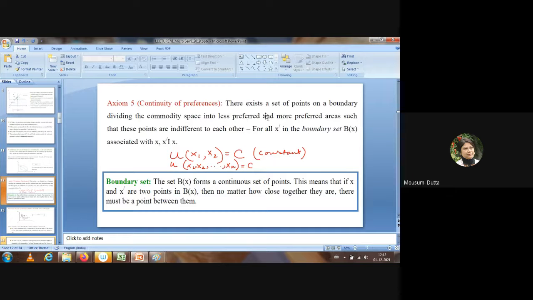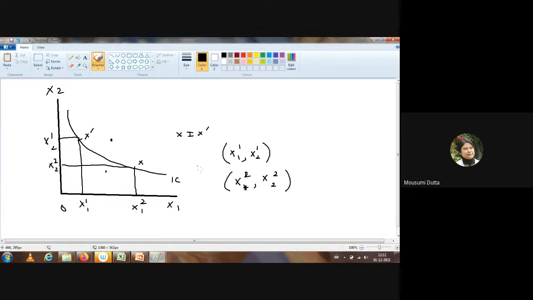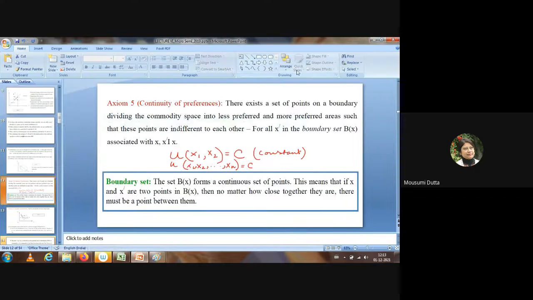So the continuity of the preference is telling this thing. If I consider any point above the curve, that will be preferred to. Below the curve, not preferred to. Along the curve, all the points are similar to the individual. That is, this combination of 2 commodities x1 and x2 are similar in terms of satisfaction to the consumer. If I change x1 from 1 to 2 and x2 from 1 to 2, that will also give similar satisfaction to the individual.